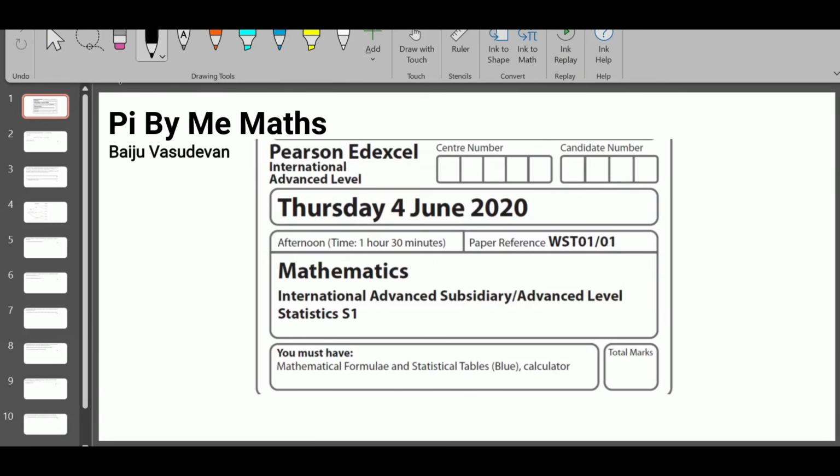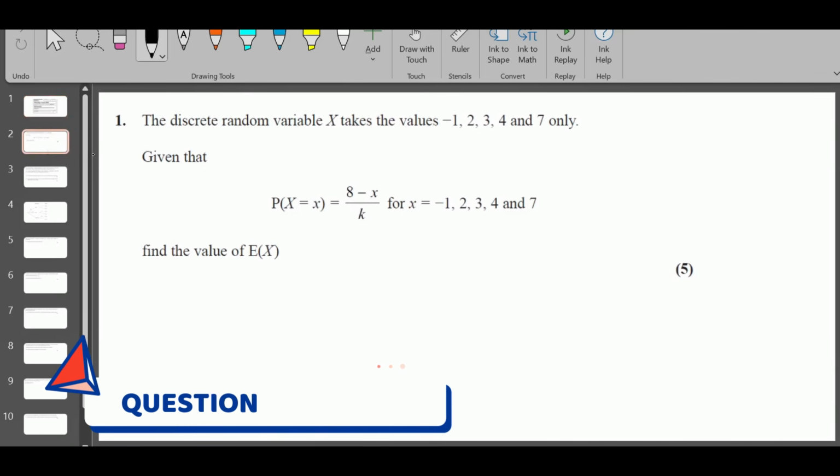This is WST01. Here we are solving the May-June 2020 Statistics 1 paper. You need to remember this is the same paper used for October-November also during the COVID time. So let's look at question number 1.